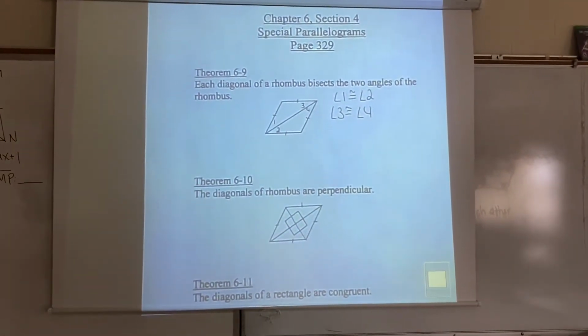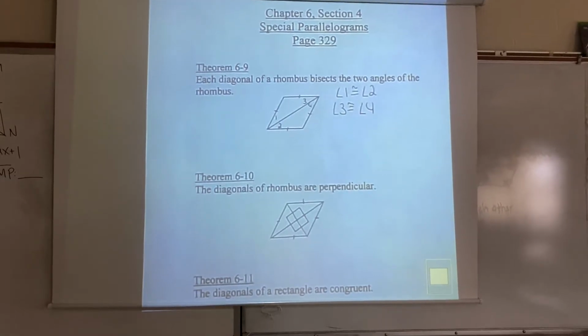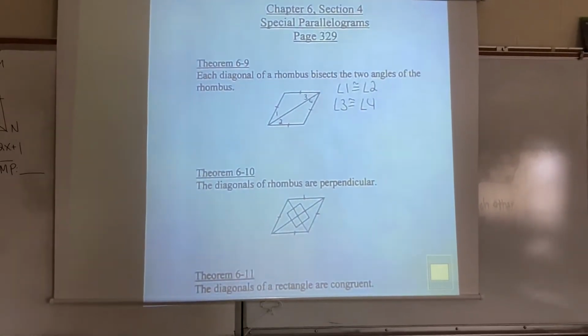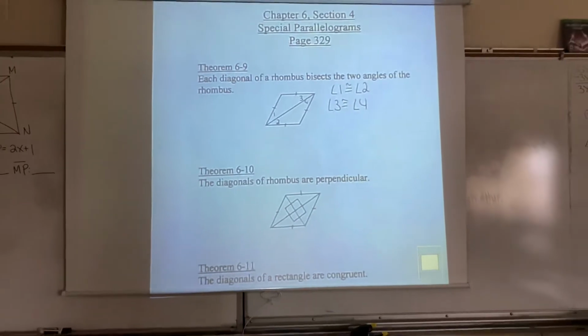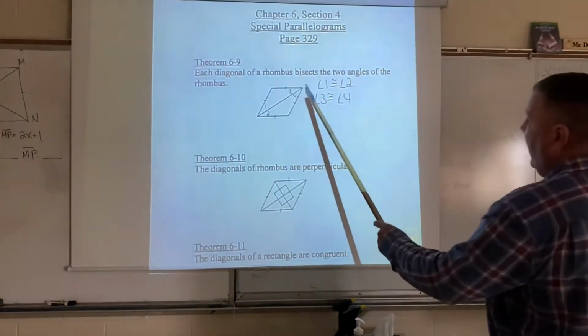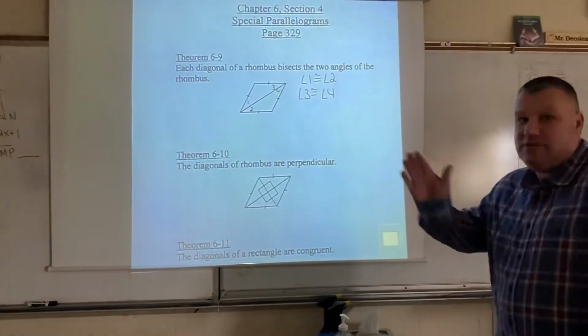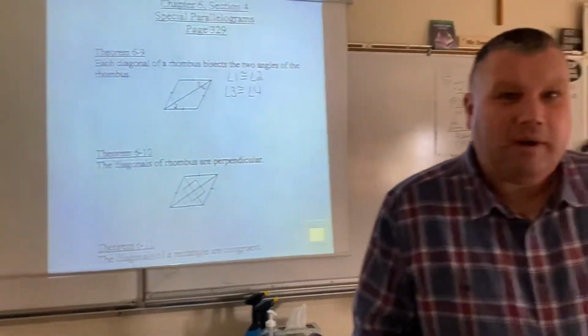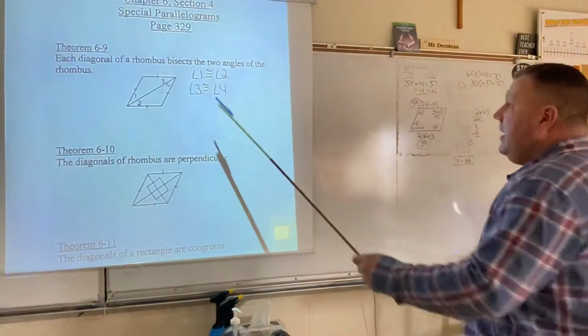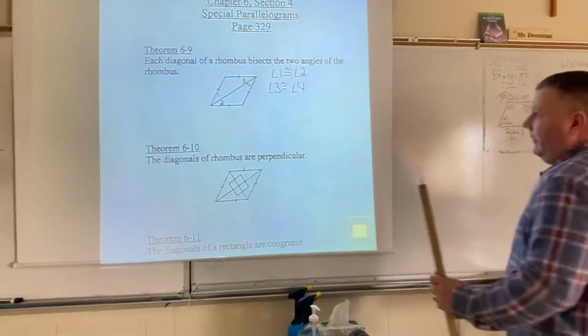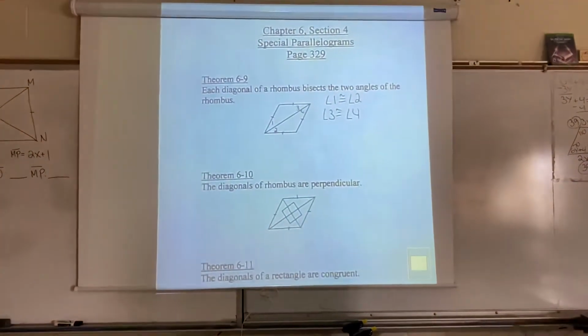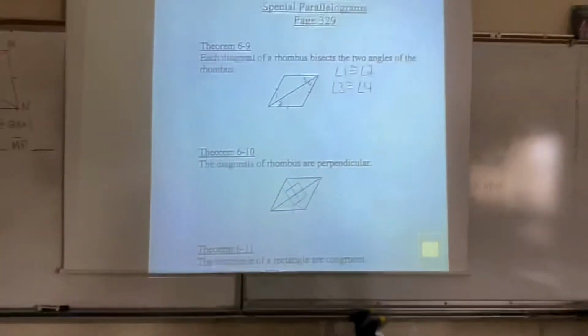Now, a rhombus is a parallelogram whose opposite sides are congruent and parallel. So a rhombus has all four sides that are congruent. So basically it's a tilted square, if you will. Okay? But all four sides are congruent and parallel. So let's go through a couple of these theorems and then we'll do a few math problems.